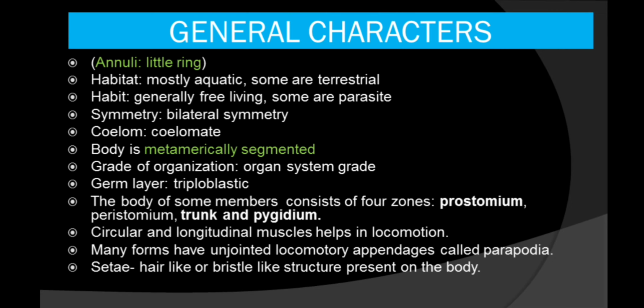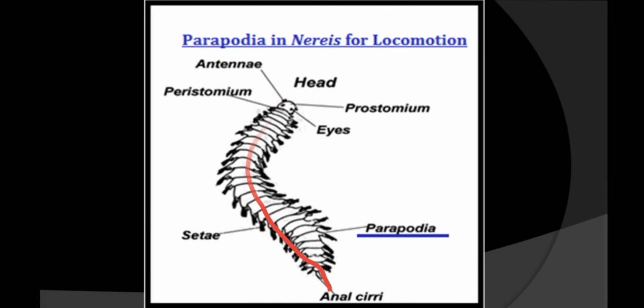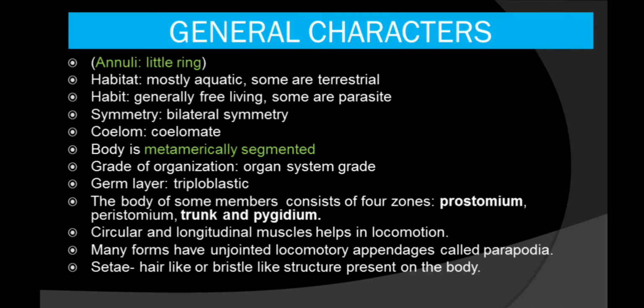Now it is very easy for you to learn their general characters. As we have discussed about the annuli, annuli are the ring-like structures present on the body. So from here the word Annelida is derived. Then habitat is mostly aquatic and some are terrestrial. Habitat is generally free living, whereas some are parasites. For example, leech is an ectoparasite. Then symmetry is bilateral, which means you can divide the body into two halves from one plane.